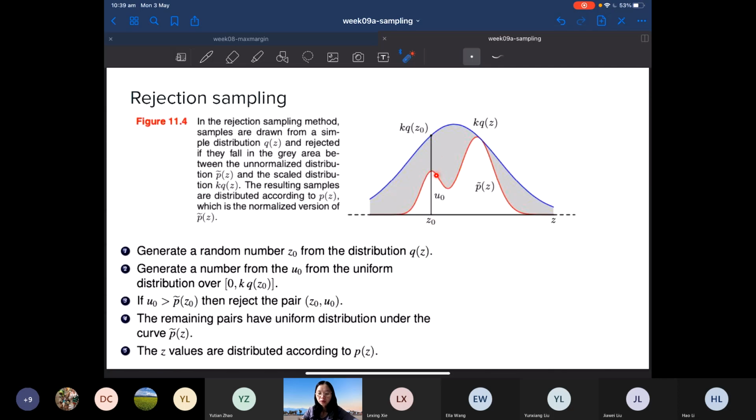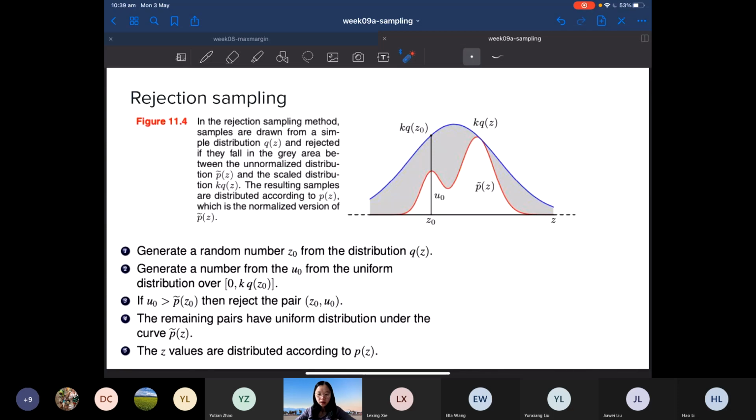We just look at the relative height of the corresponding PDF or pseudo PDF, unnormalized PDFs in both cases, right? So we know that K times Q of Z is not normalized, and P tilde of Z is also not normalized. So what we do, since we have this nice tool of the random number on the unit interval, is generate that scaled by K times Q of Z.